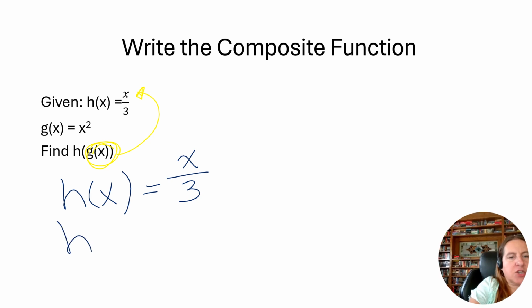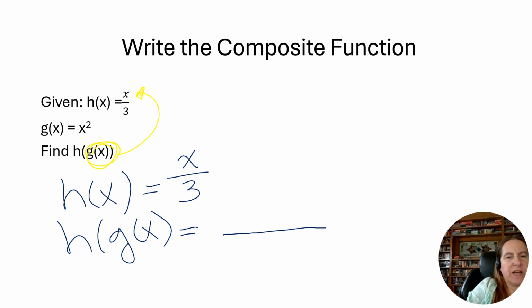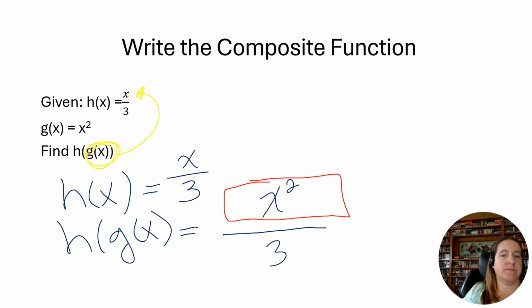So h of g of x is, instead of x, that's where I'm going to replace my g of x equation. And it said that was over 3. So g of x in this case is just x squared. So nothing to simplify there. My composite function is x squared over 3.